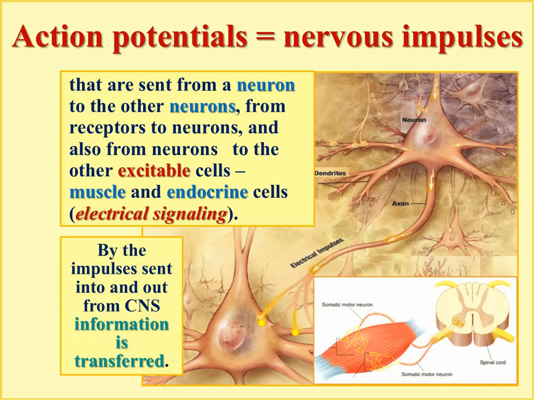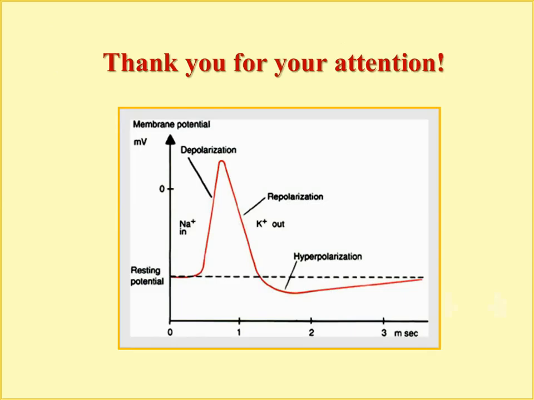So, this is a way to transfer information very quickly. Conduction velocity can reach up to 120 meters per second. And this is the end of the basics of electrical signaling.